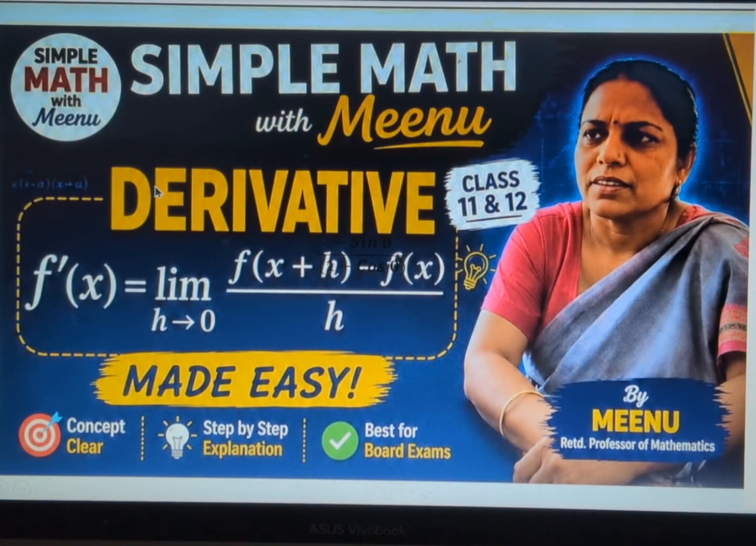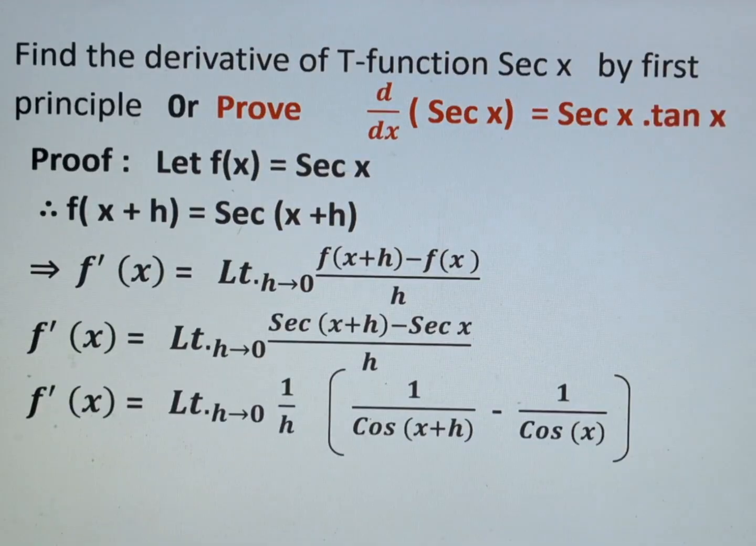Today again derivative of trigonometrical functions. Now first find out the derivative of the function secant x by first principle, or prove the derivative of secant x is equal to secant x tan x. Now let f(x) is equal to secant x, f(x+h) is equal to secant(x+h), f'(x) is equal to limit h tends to 0 of [f(x+h) minus f(x)] over h.